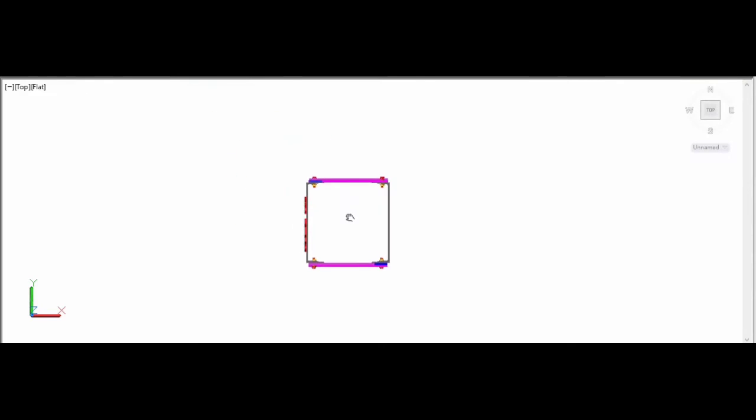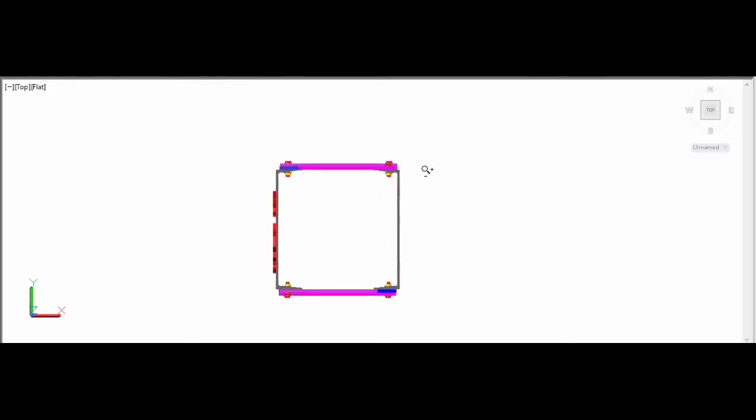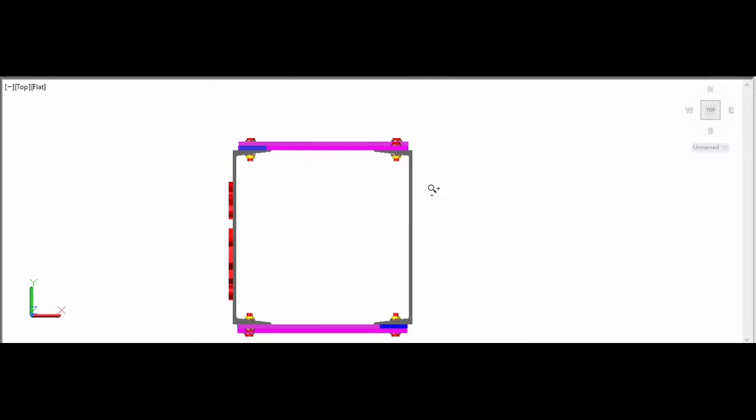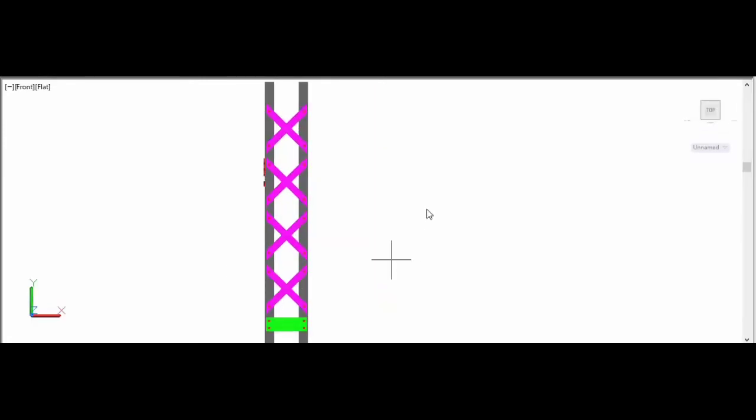Once again, you can have the top view of the connection, two channels. These are the lacing flats, plates. Now have a look at the front view. This is the front view of the connection.